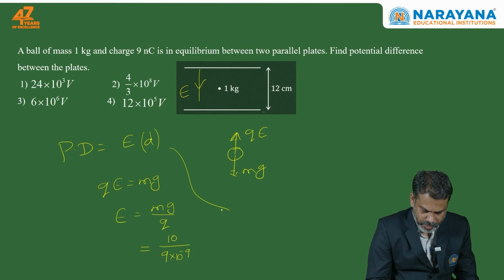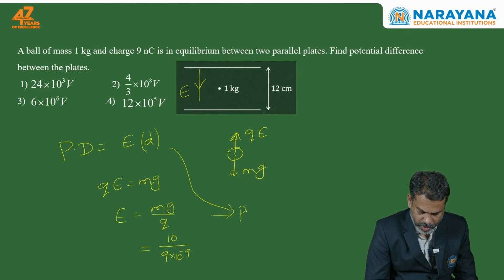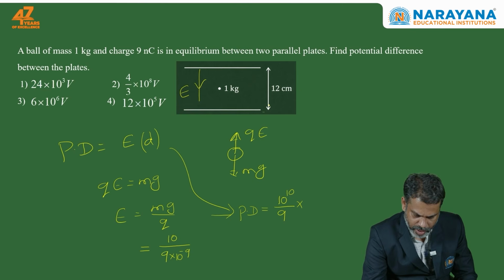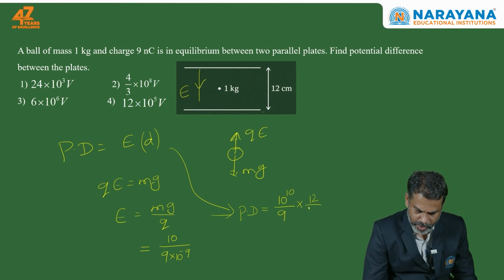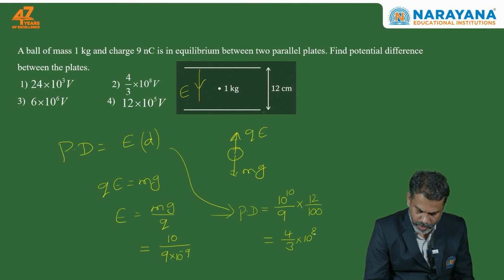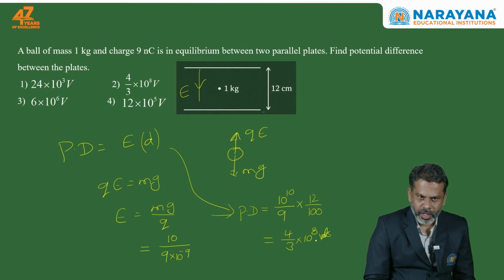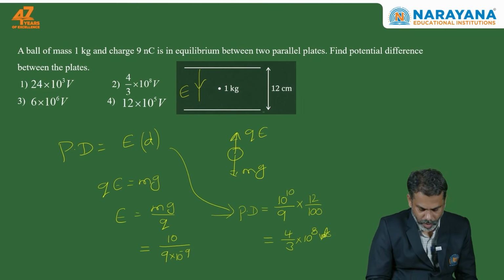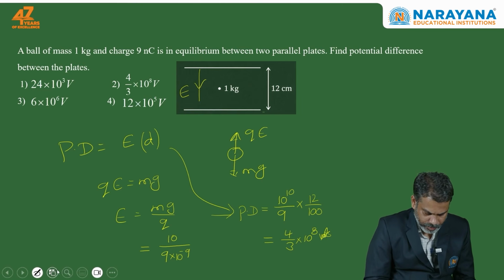So let's substitute in the potential difference. 10 power 10 by 9 times d, which is given in the diagram as 12 centimeter, which is 12 by 100. So you end up with 4 by 3 into 10 power 8 volts. Clear? A simple question. Let's go to one more question.